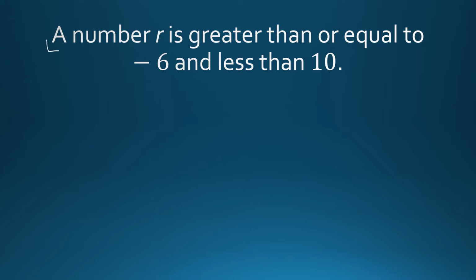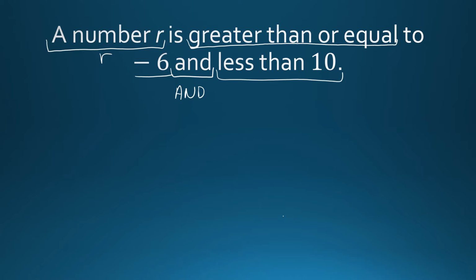A number r means that our variable that we're going to be using is r. That's just our representation. Is greater than or equal to, which means that we're going to be using a greater than or equal to symbol. r is larger than or equal to -6. And so this is kind of where that and comes in for our compound inequality. It's also less than 10. So we're talking about the less than symbol there.